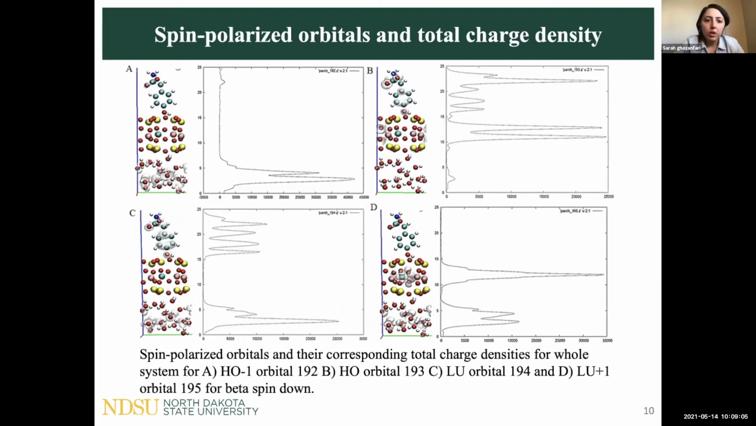After that, I'm going to plot again some orbitals and its total charge density for different orbitals for the beta down spin. Again, you can see how the charge density is distributed among each atom, for example, for HOMO-1, for HOMO orbital, for LUMO, and for LUMO+1.